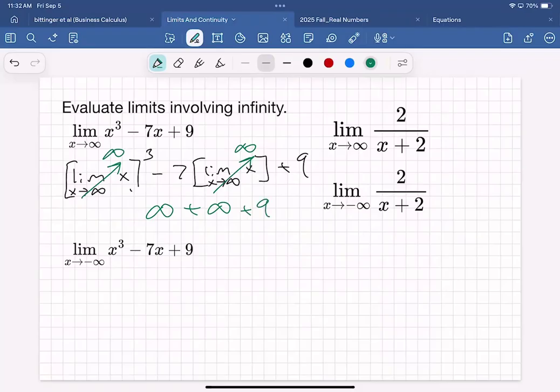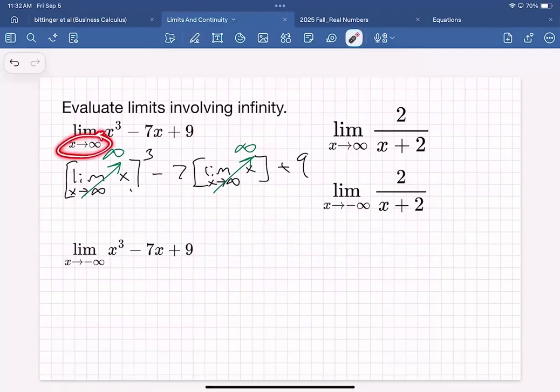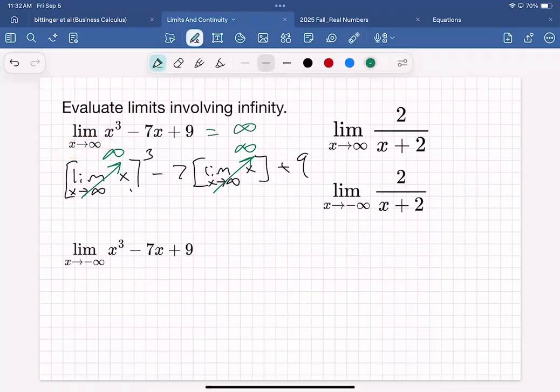What if I put +9 on there? Still infinity, right? So make sure you see here that as I look at this, because I was focused on x approaching positive infinity, now be careful with that, it is positive. We can just go look at this and say, hey, the right hand is going to approach infinity.